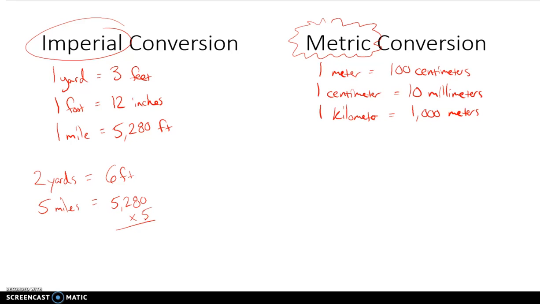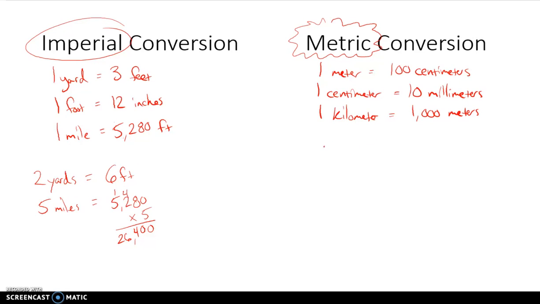So you'd do the math, you'd end up with, let's see, we've got a 0 here, another 0, carry the 4, 8 times 5 is 40, 2 times 5 is 10, but add that 4, 14, 5 times 5, wow, there it is, 26,400 feet in 5 miles. So you can do this, but there's a lot of math involved for some of these imperial conversions.